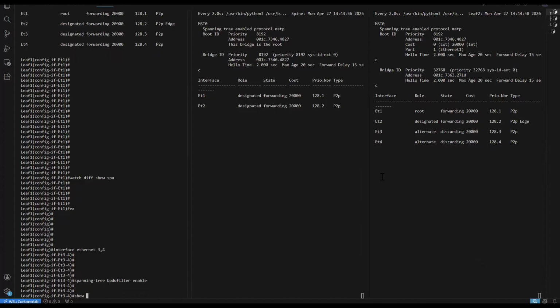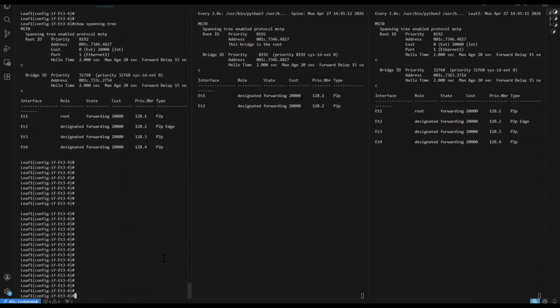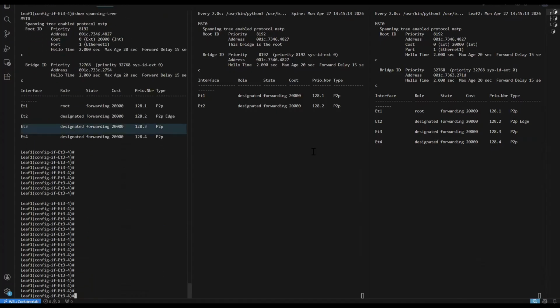On ET3 and ET4 on leaf 1, I'm enabling spanning tree BPDU filter. Watch out for leaf 2. If you look here, ET3 and ET4 on both leaf 1 and leaf 2 are designated and forwarding. You see that? Both are now designated and forwarding.